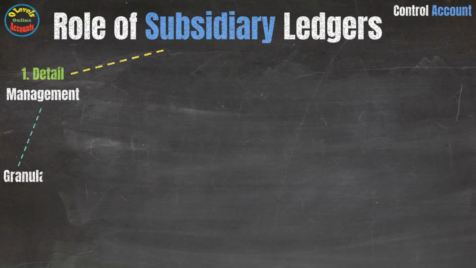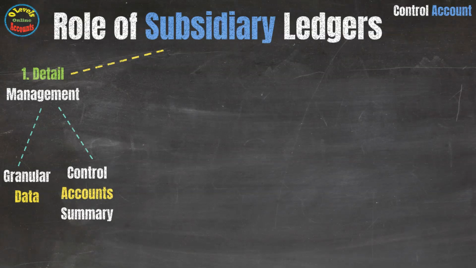Subsidiary ledgers maintain detailed information about individual transactions for specific accounts, such as each customer's account in the sales ledger, or each supplier's account in the purchases ledger. The second subpoint is control accounts summary. The control account, for example, sales ledger control account, or purchases ledger control account in the general ledger, only shows the summary totals of these transactions, such as the total amount owed by all customers or to all suppliers.